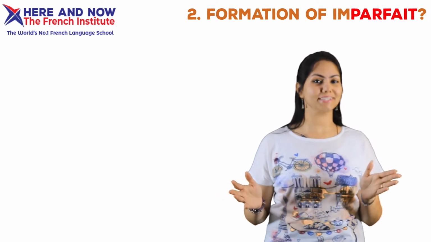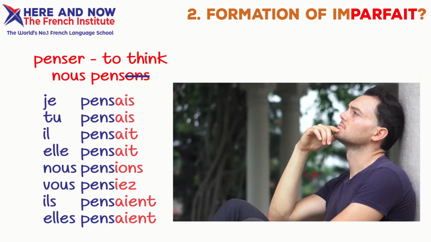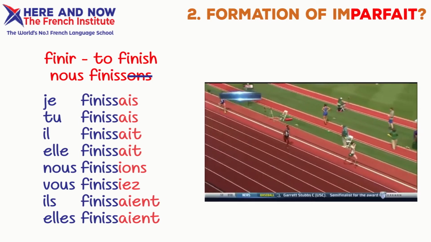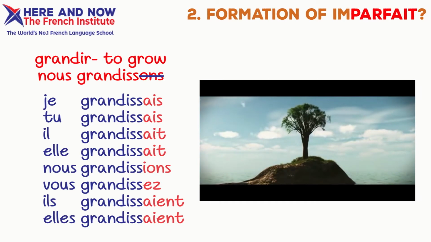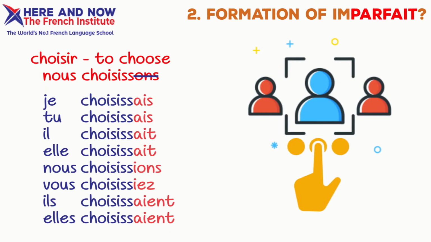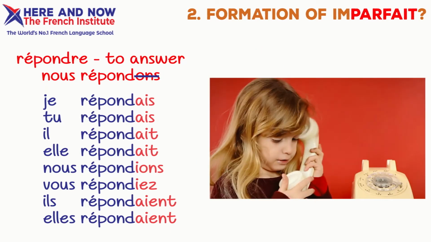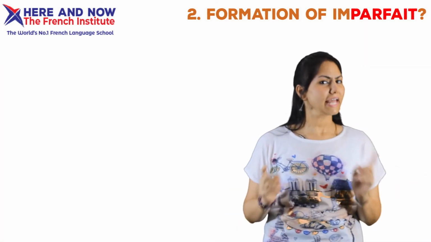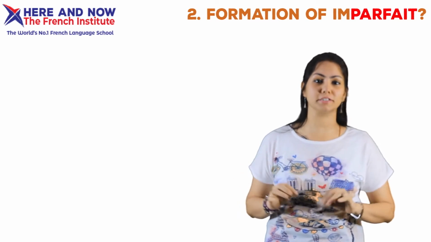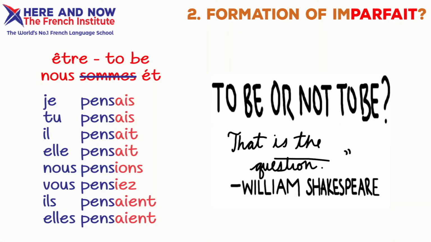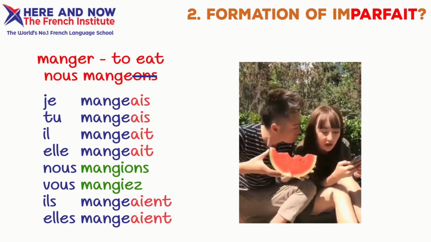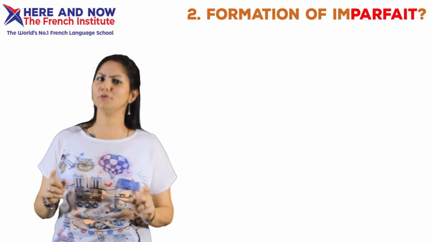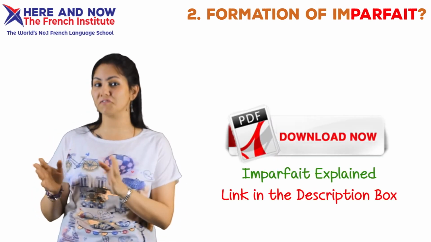Let's see some more examples. Les verbes penser, parler, écouter, finir, grandir, choisir, répondre, attendre et vendre. However, every rule has its own exceptions. For example, être, manger, etc. To find out more and deepen your understanding, download our PDF on Imparfait in French.